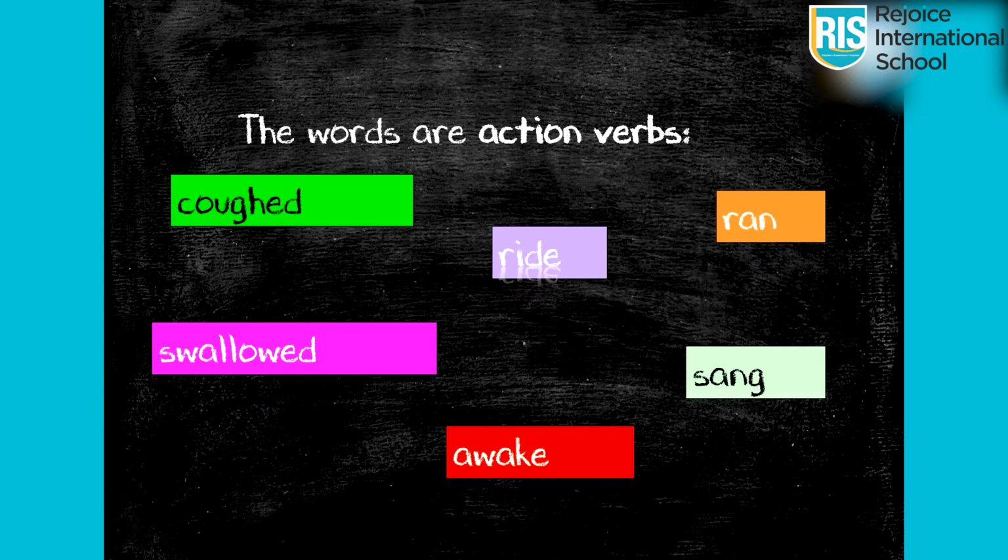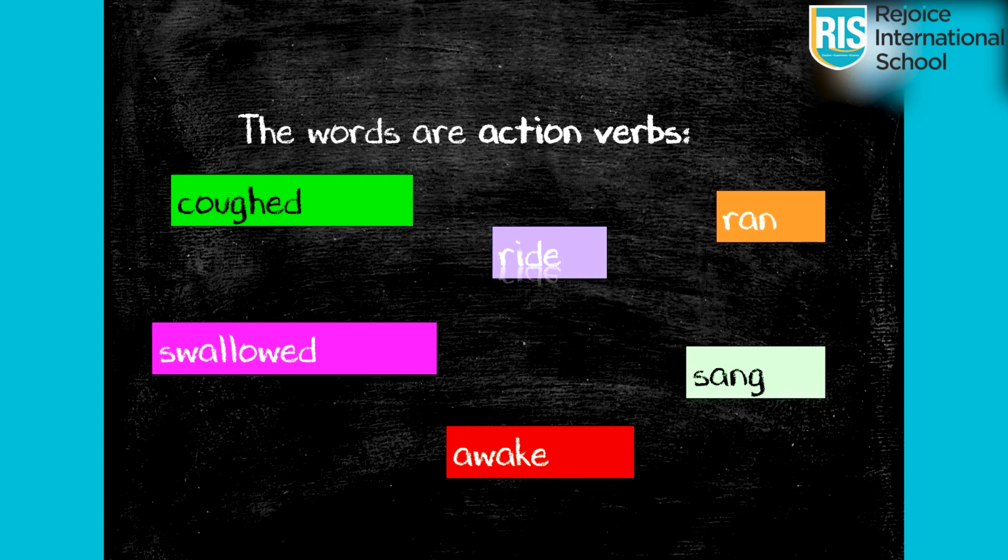We have many examples of action verbs on the screen now. Coughed, write, ran, swallowed, sang, awake. If you link it with a noun or a pronoun, you can frame a sensible sentence showing the action performed by a subject. Rita coughed loudly in the hall. What action did she perform? Of coughing.